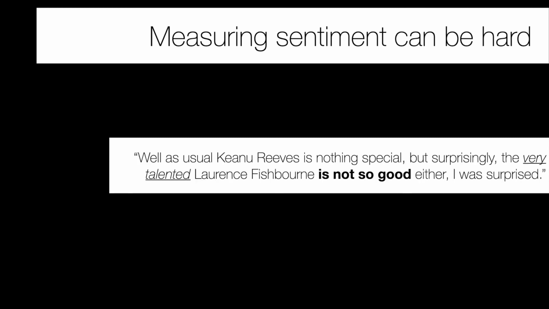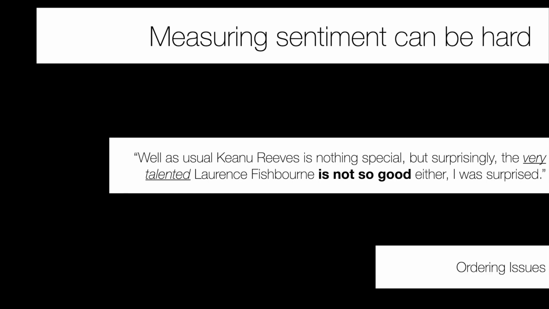Same thing here, where ordering may tell you something. So we have the very talented Lawrence Fishburne, but Lawrence Fishburne is not so good. So the word good would tell us something positive, but now we have this negation here that we have to resolve or reconcile with the very talented aspect. How do we deal with this ordering aspect?